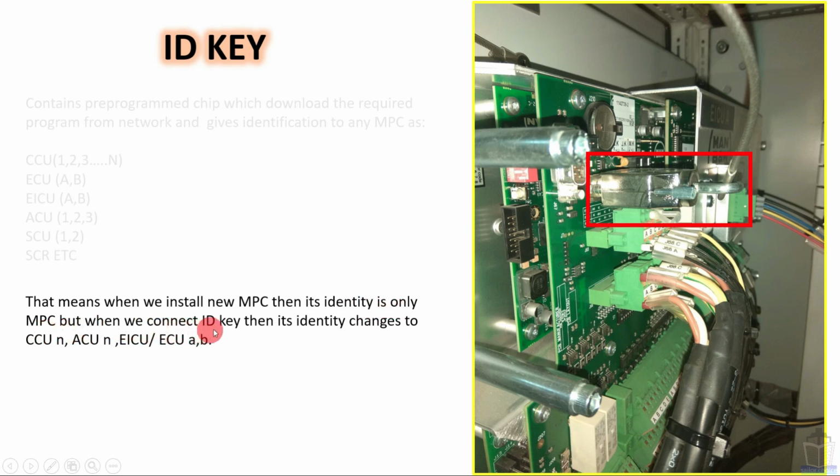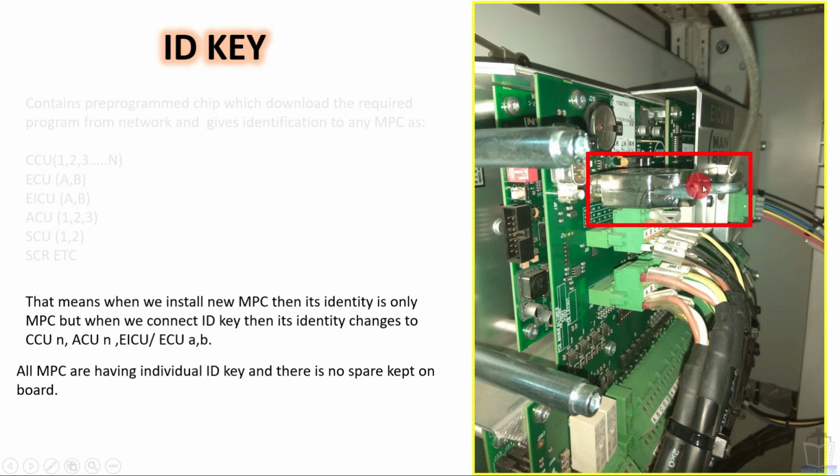But when we connect the ID key, its identity changes to CCU 1, 2, 3 like that, ACU 1, 2, 3, EICU A and B, ECU A and B like that. So I hope you understand what is the function of the ID key. Now all MPC are having an individual ID key and there is no spare kept on board. Please remember, all MPC are having an individual ID key and there is no spare kept on board.